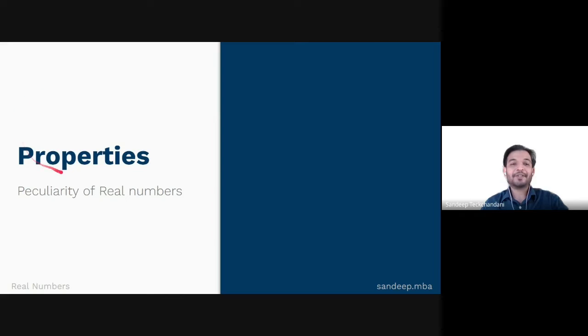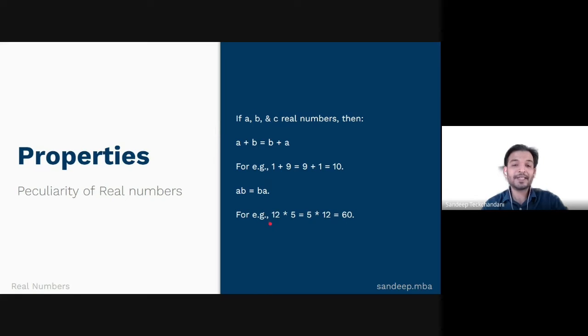In this slide, we will study some interesting properties of real numbers. If a, b, and c are real numbers, then a plus b is equals to b plus a. For example, 1 plus 9 is equals to 9 plus 1, which will give you the same answer, that is 10. AB is equals to BA. For example, 12 times 5 is equals to 5 times 12, which is equals to 60.